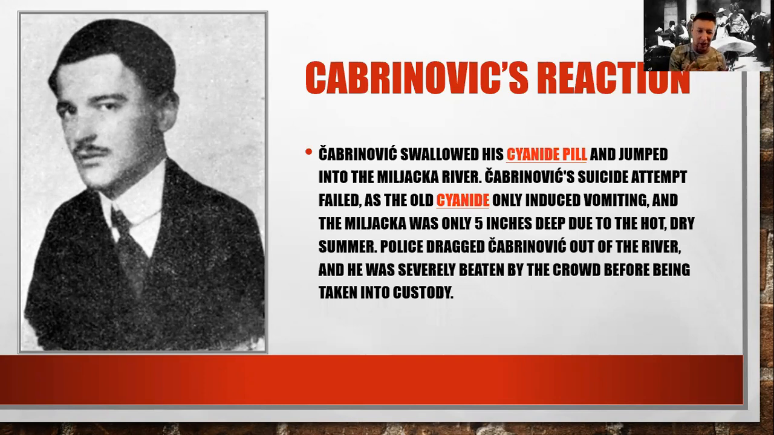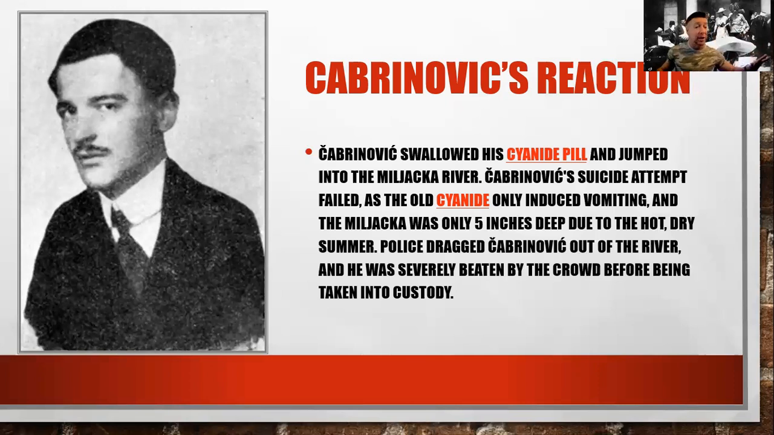Unfortunately, the cyanide is actually really old, so all it does is start inducing vomiting, so he just starts throwing up everywhere. And when he jumps into the river, it's literally only 5 inches deep because there had been a long drought due to the hot, dry summer. Kabrinovich is in this river, basically ankle deep, throwing up. The police get there. They start to drag him out of the river. As they're dragging him out, a crowd comes around. They realize he is one of the assassins, the guy who had thrown the grenade, and they start beating him as he's being taken into custody. So much for being a martyr and killing yourself so that a revolution can occur.